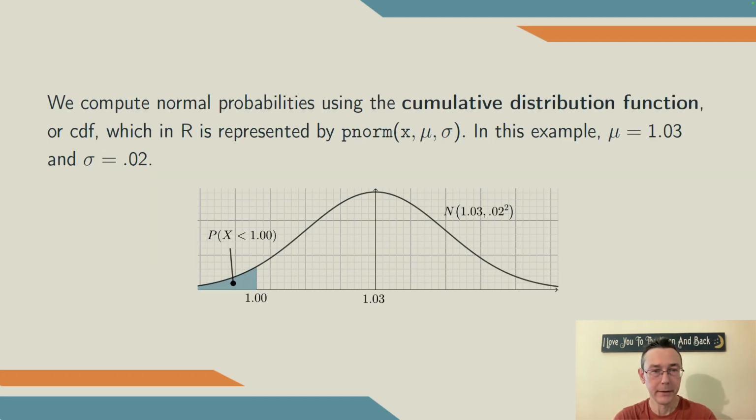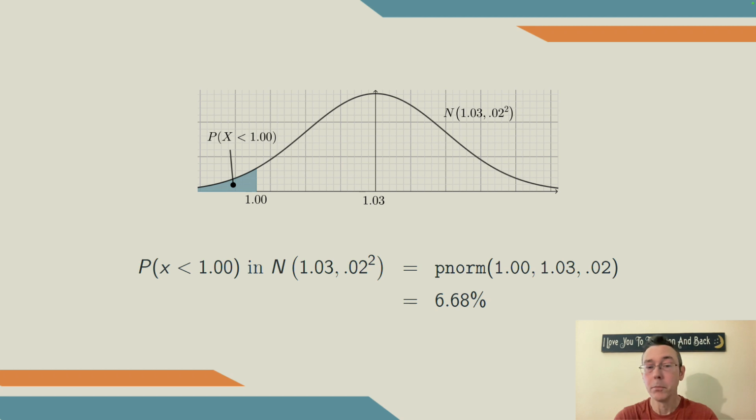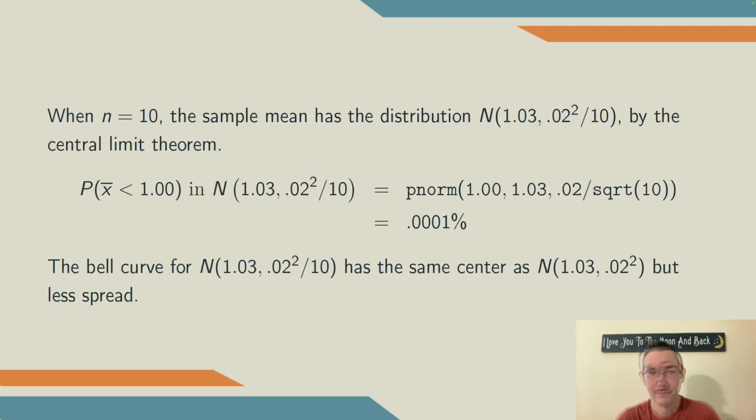So we compute normal probabilities in each of these cases using the cumulative distribution function, or CDF. And in R, which is my technology of choice, that's represented by the pnorm function, and we'll specify the value of interest, the mean, and the standard deviation of the normal distribution that we're looking at. So for part 1 of this example, we're looking at a normal distribution with mean 1.03, standard deviation 0.02. We're interested in the probability of getting a random value less than 1.0. So we're going to do pnorm of 1.0, 1.03, 0.02, and we get a little bit less than 7%.